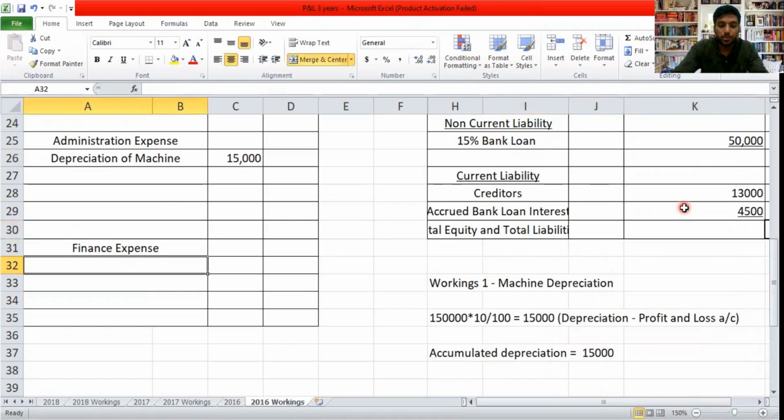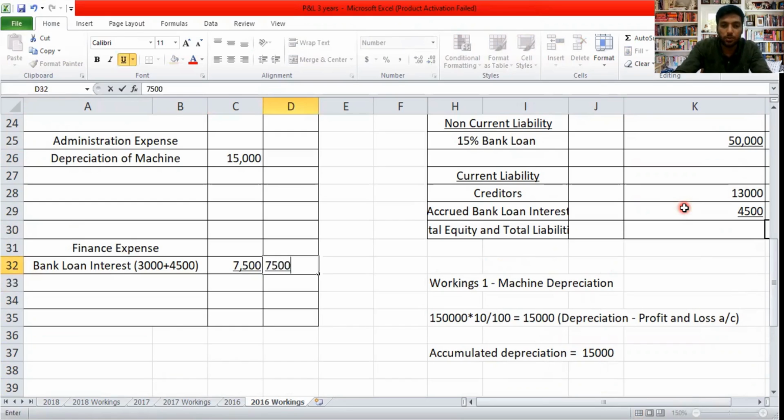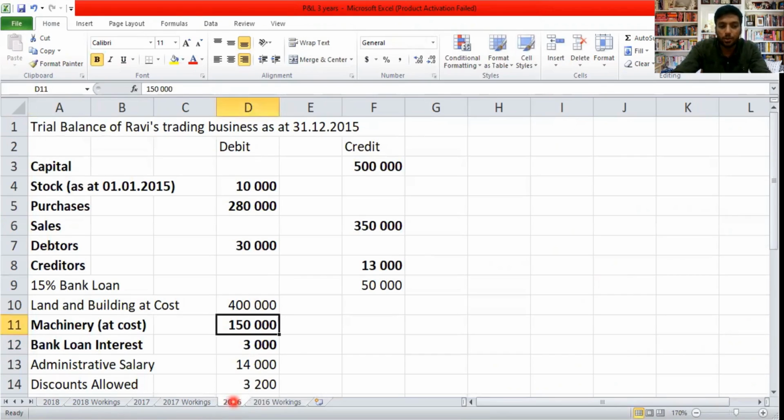And for the finance expense, we are showing bank loan interest. You can take 3,000, the amount you have paid in the trial balance, plus 4,500, the amount you should pay. Altogether, you can take 7,500. That's it for the bank loan adjustment. That's the only adjustment you need to be very careful with. If you are careful on that, then of course doing this paper in your exam is not that hard.